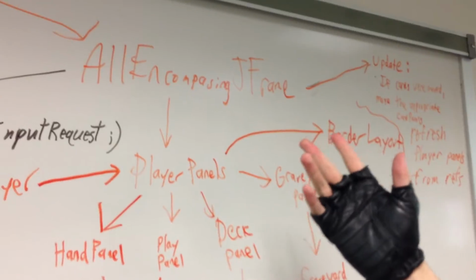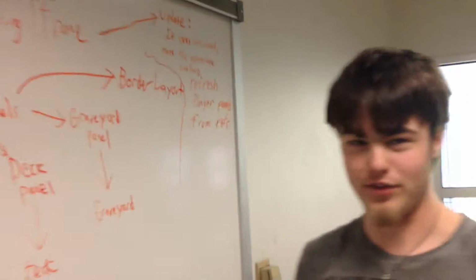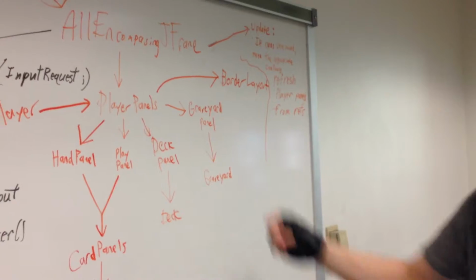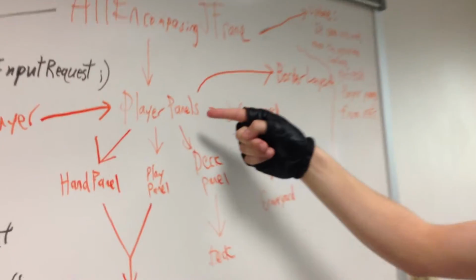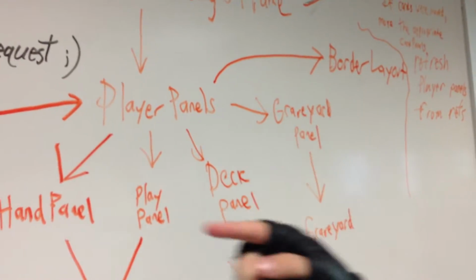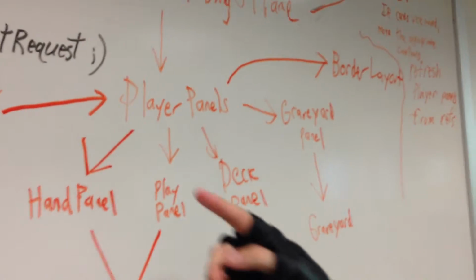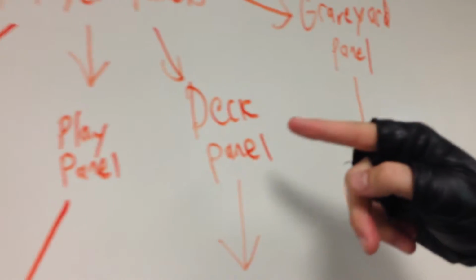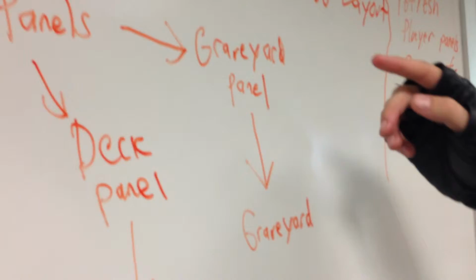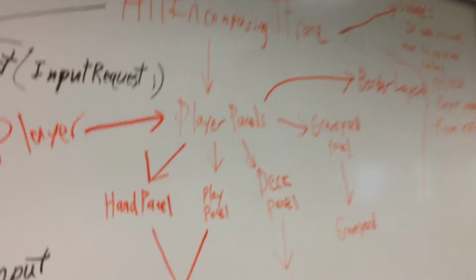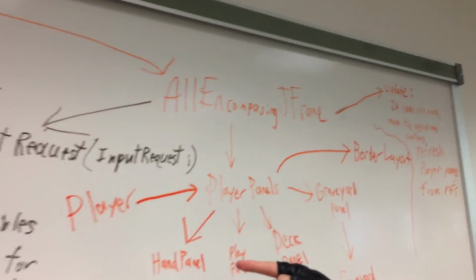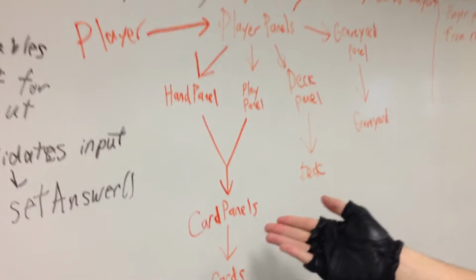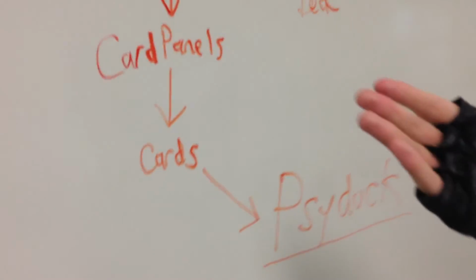The all-encompassing J-frame. It encompasses everything. It's a relatively simple GUI structure. The all-encompassing J-frame contains multiple player panels. Player panels take a player and use it to instantiate their hand panel, play panel, deck panel, and graveyard panel, and they're all brought together with a border layout.